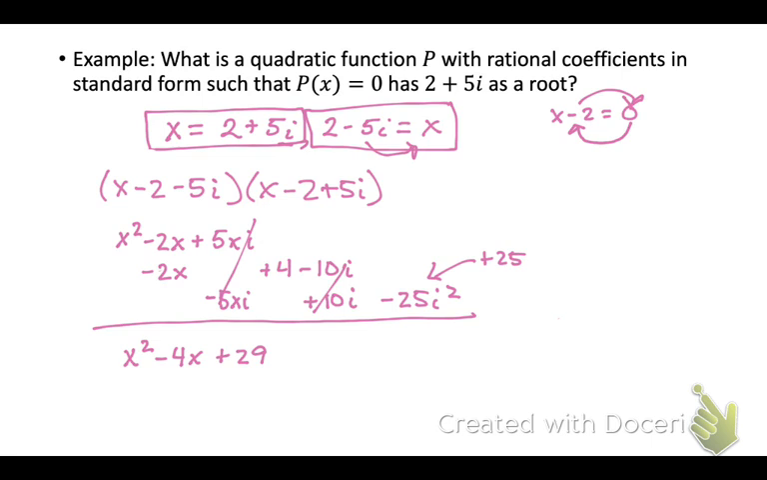Okay, you should have gotten x squared minus 4x plus 29. What's wrong, Carson? I forgot that i squared is just negative 1. Okay, I did the same thing.